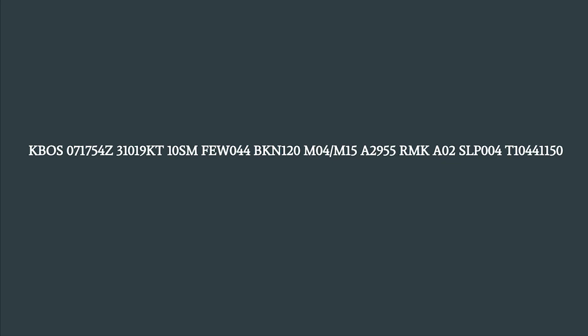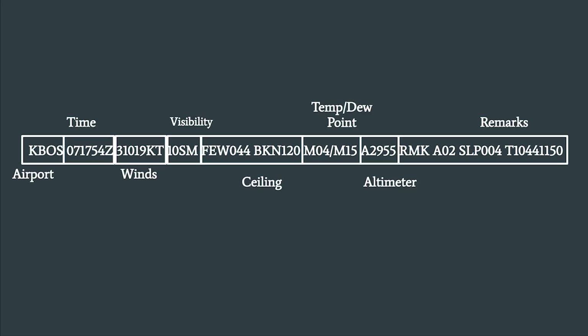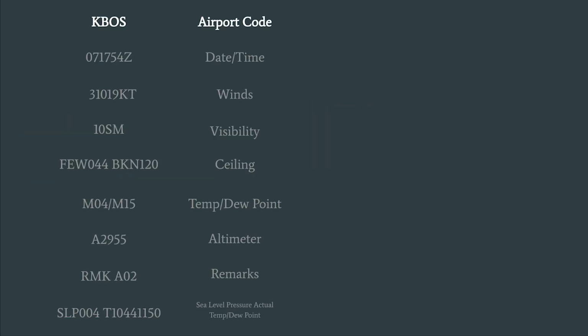Again, this is a standard international format. So even though it looks very confusing at first and looks like a jumble of letters and numbers, once you realize the format, you'll realize they're much easier to understand. Now we're going to break these down and explain each piece of information in much more detail. To start, we'll talk about the airport code.